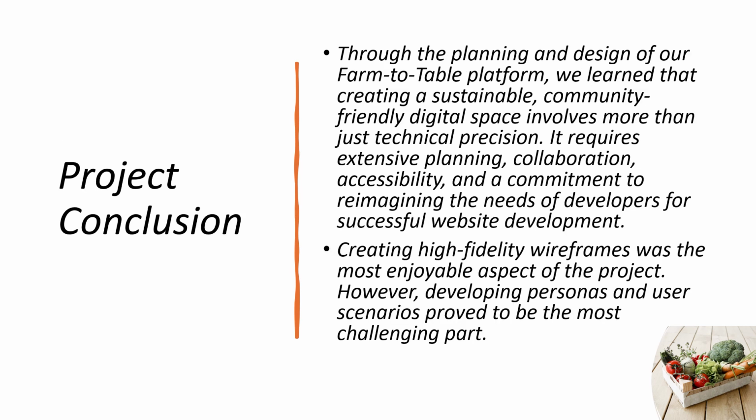Designing the Farm-to-Table platform taught us that building a sustainable, community-driven website requires more than just interface design. It involves understanding user needs, planning for accessibility, and creating systems that reflect meaningful social values. Developing our high-fidelity wireframes was a rewarding step, and creating the personas and scenarios was challenging. They guide our decisions and strengthen our final product.